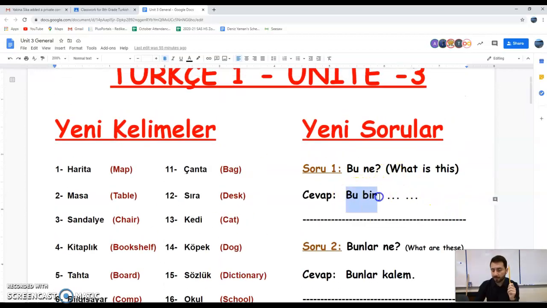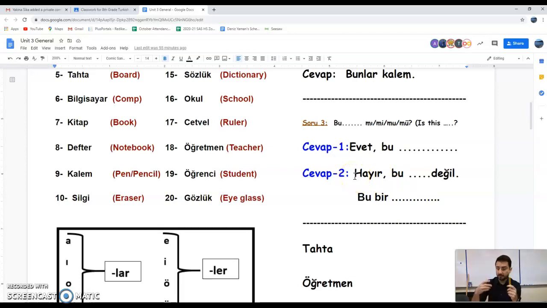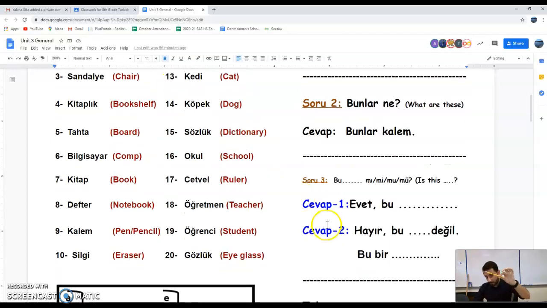You see, bu bir, this is a, and then kalem, pencil. If it is not correct, if I say, hey, is this a backpack, but I'm pointing at a pencil, obviously this is not a backpack, right? Bu çanta. You remember backpack was çanta. We learned that right here. Çanta is bag. Bu çanta mı? Is this a backpack? Obviously it's not. Then you say hayır, which means no.